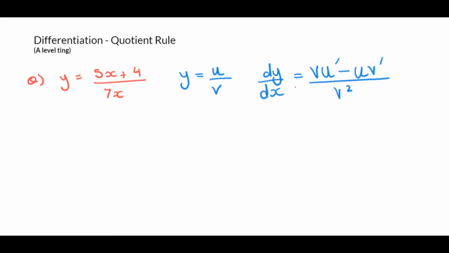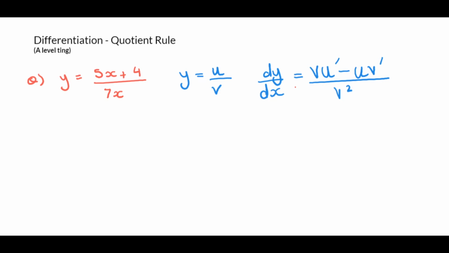And then obviously, you know what the dash means? The dash just means the derivative, the differentiated version. For example, if we take u is 5x plus 4, u dashed is going to be 5. Because what happens when you differentiate 5x plus 4? It's 5. And that's what u dashed is. It's the differentiated version of u. When you put the dash there, it just means derivative, the differentiated version. So let's try this out.